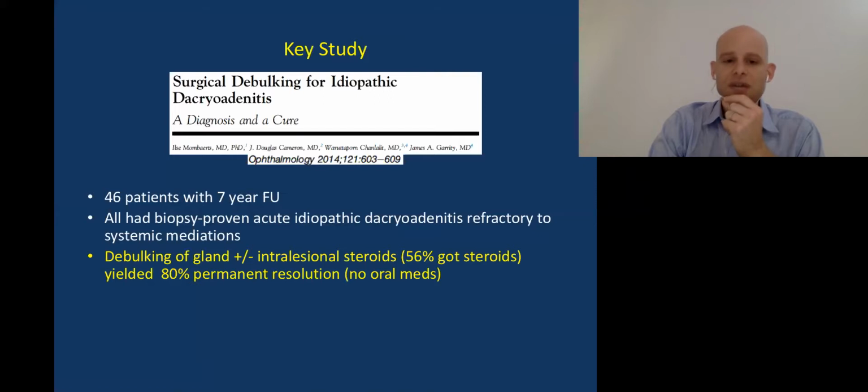And it turns out that in 80% of the cases there was complete and permanent resolution of their inflammation with no recurrence at 7-year follow-up. Okay, so these patients at 7 years in 80% of the cases did not require any oral steroids or any oral anti-inflammatories. The disease was just treated.